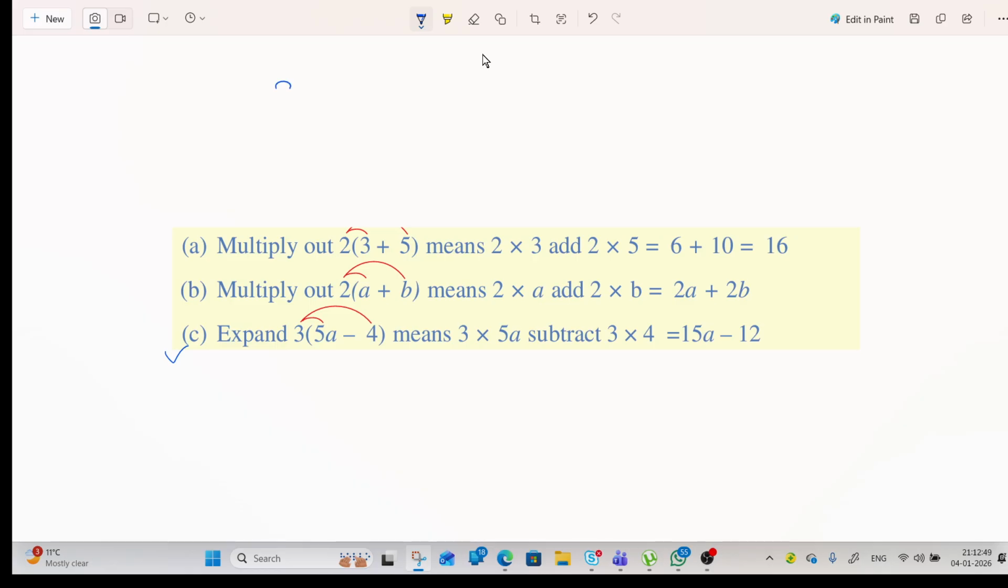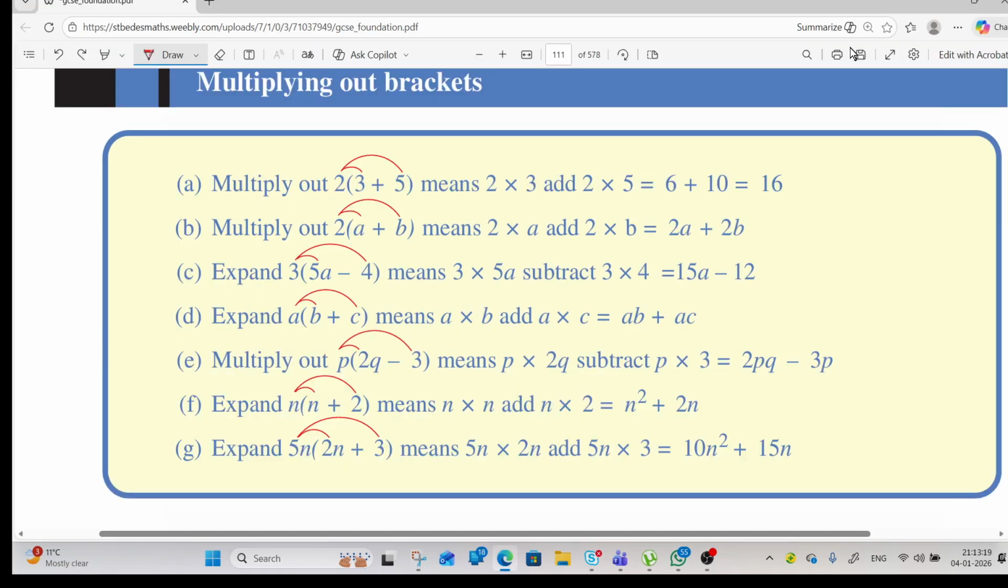Now let's see this one, if there is subtraction. Let's say 3(5a - 4). So first we multiply this term with these two. Here you get 5 times 3, 15a, right? Then you multiply, whatever sign is there, put that, minus 3 times 4, 12. So that's your answer. Okay? Let's try.